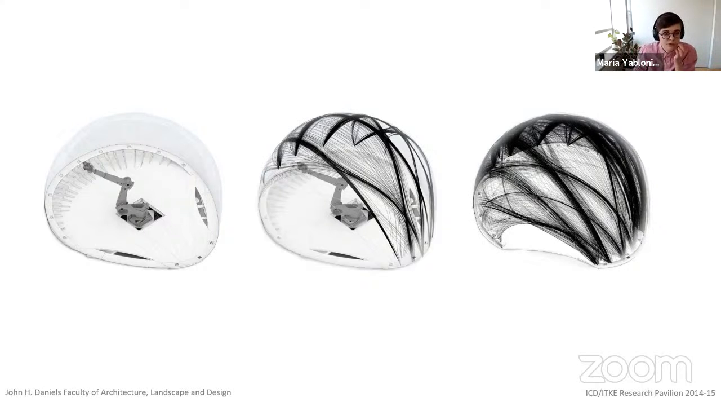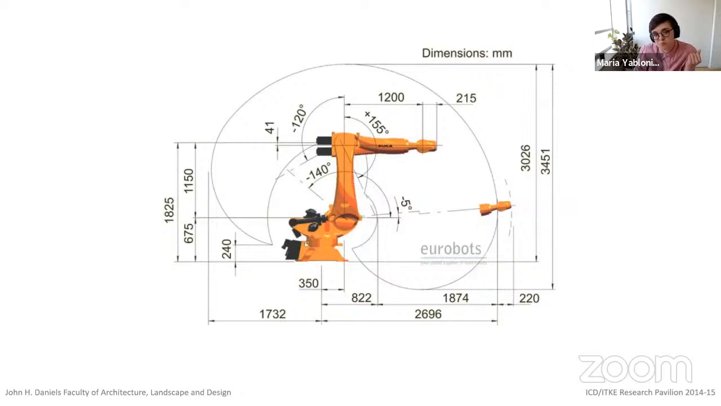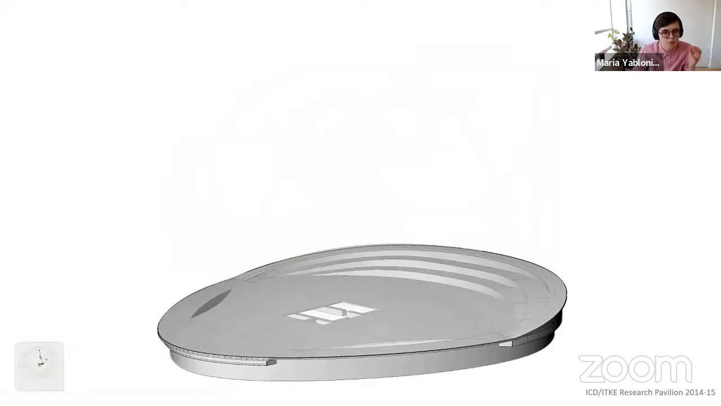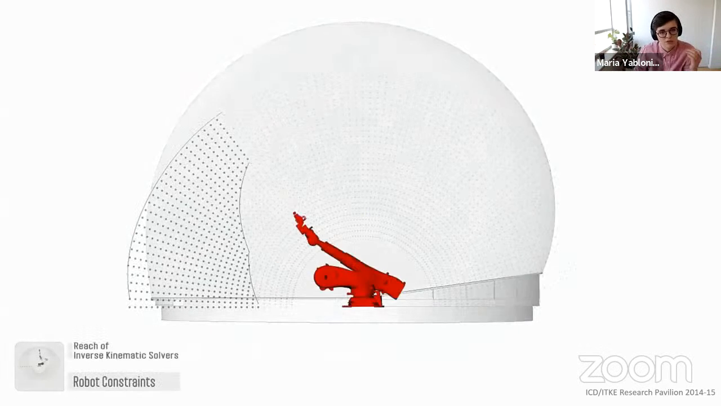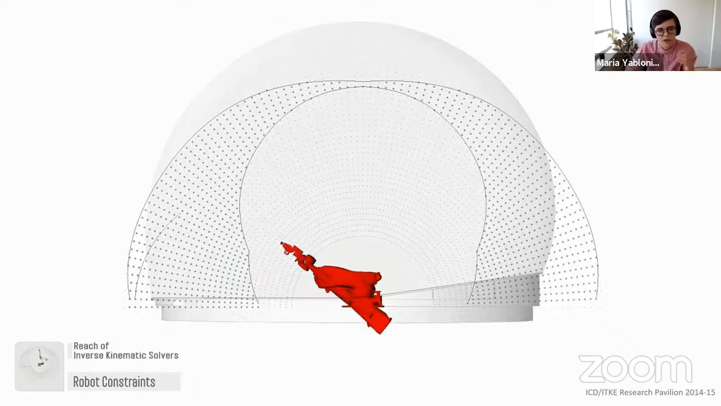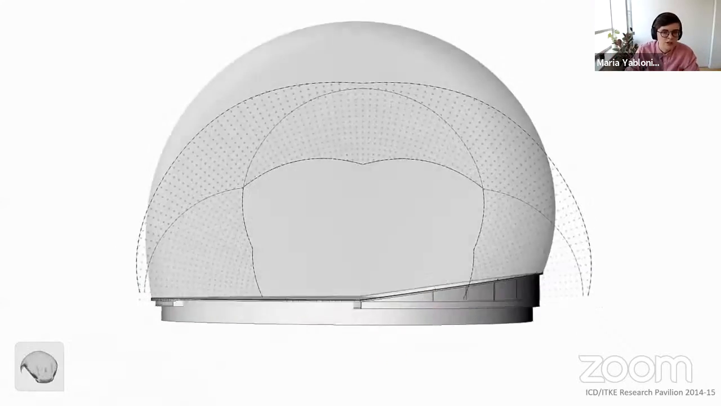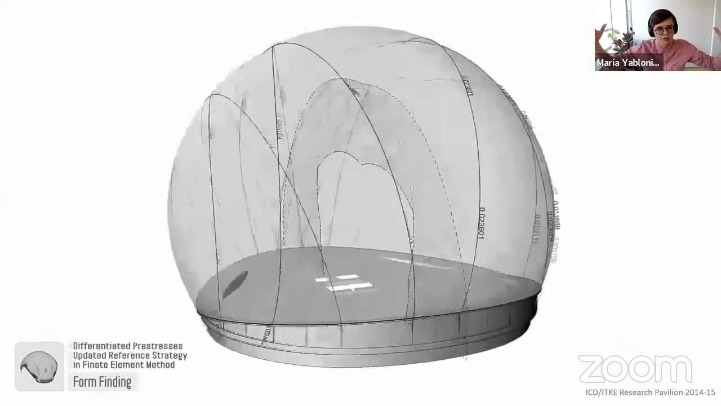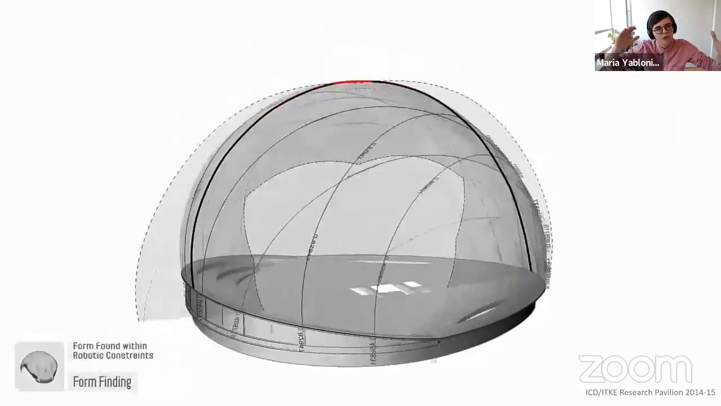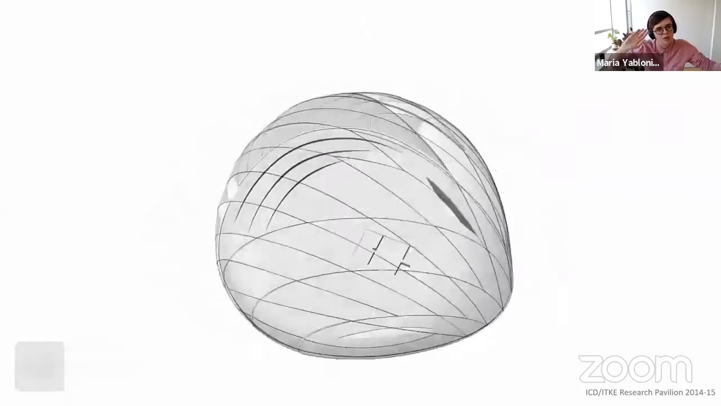So the design process for this project started with picking a robot and figuring out what types of different membrane shapes we can afford within the envelope of the robotic reach. And what was important here is not only to simply calculate how far the robot can go, but also figure out which types of geometries will work with a robot moving continuously from one side of the membrane to the other, because that is not entirely a straightforward process.